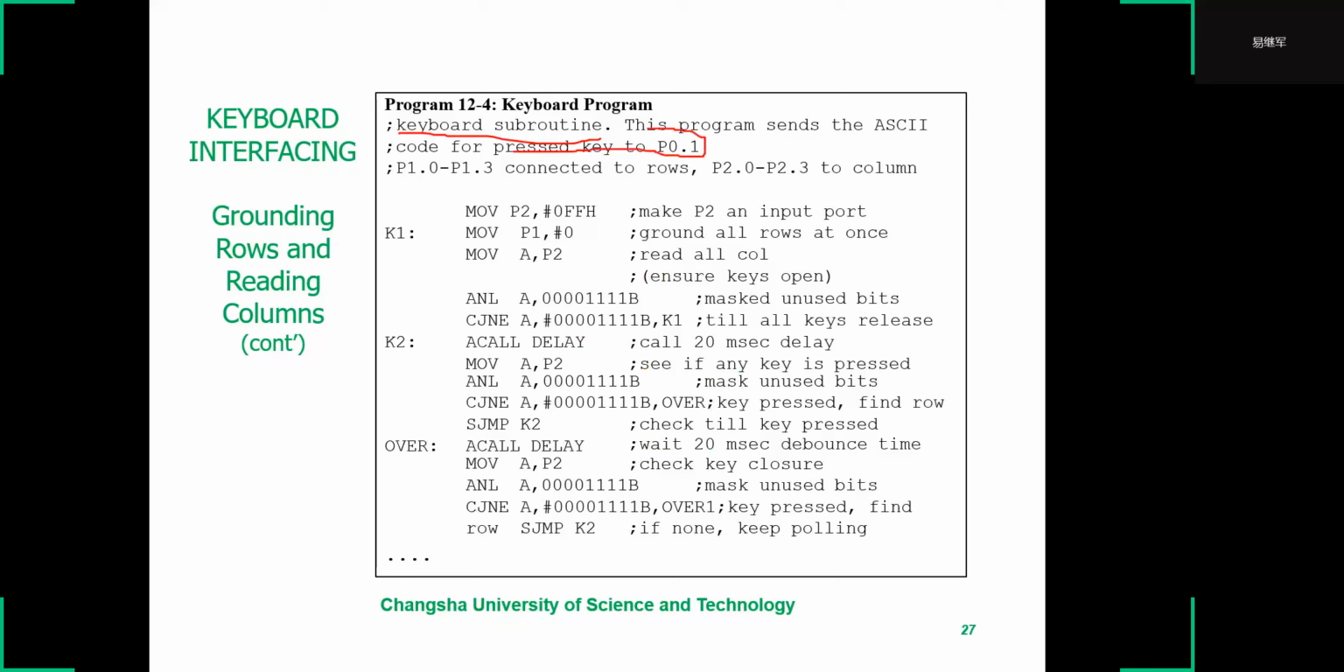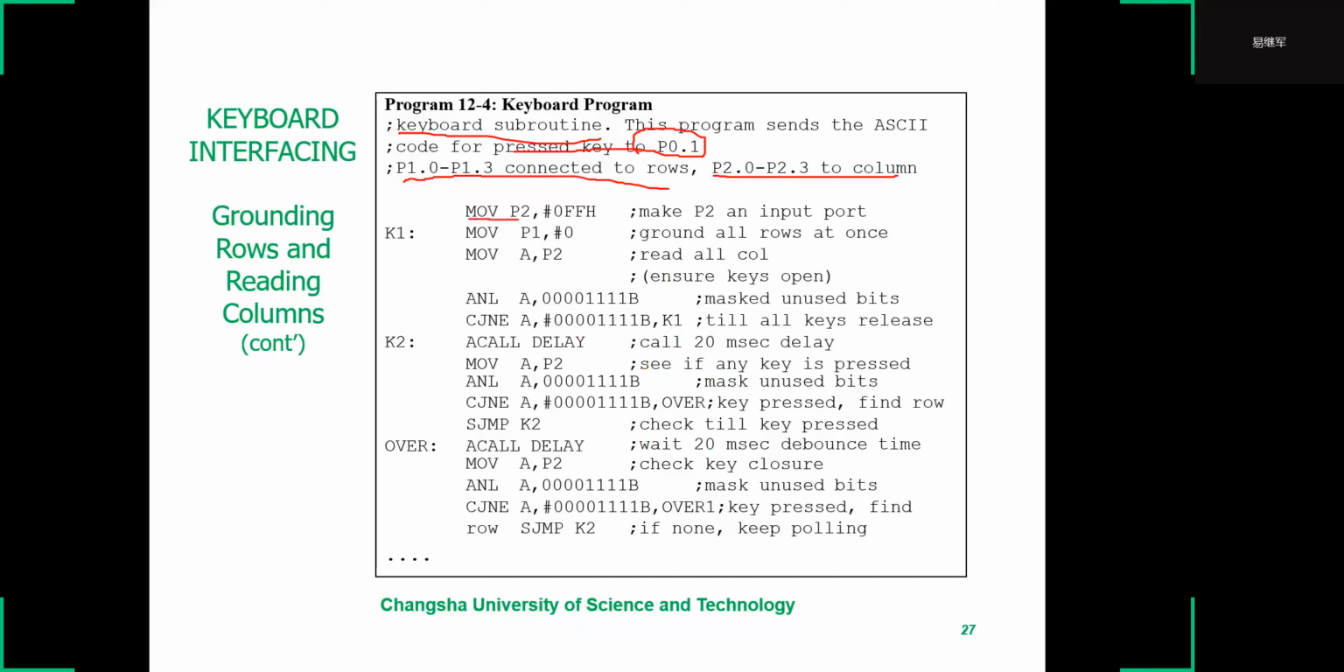P0.1. P1.0 to P1.3 connect to the rows, and P2.0 to P2.3 connect to the columns. We can analyze this program.